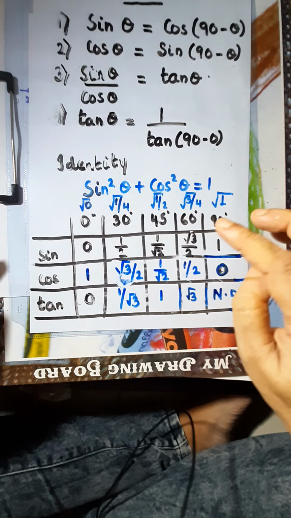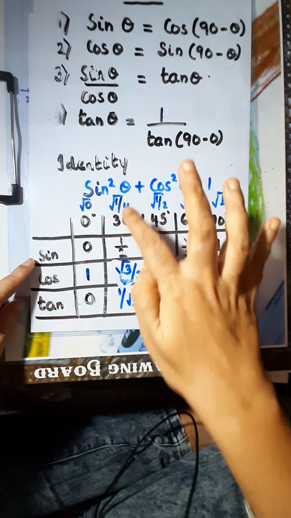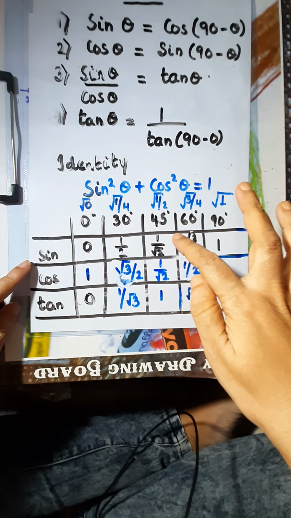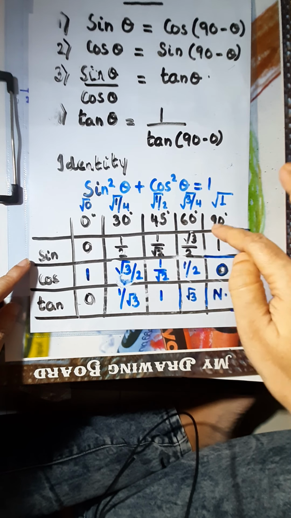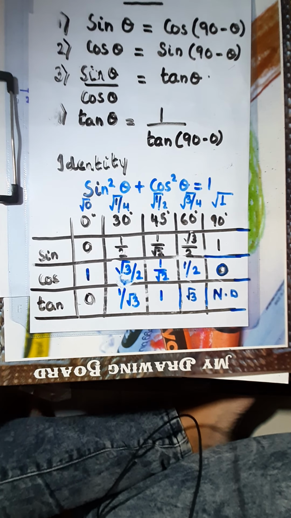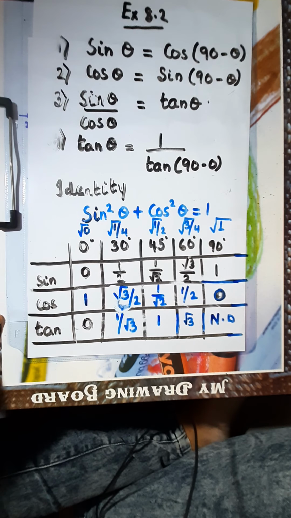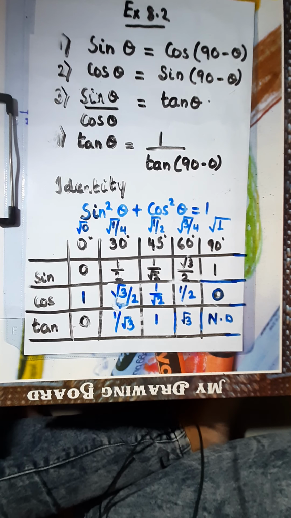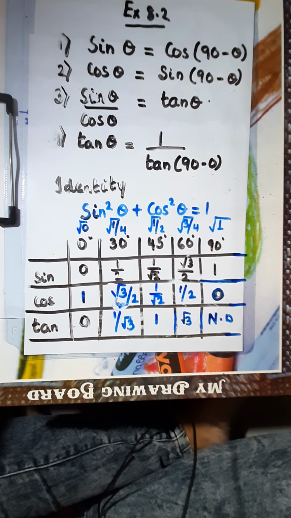So, square root of 0 is 0. Square root of 1 upon 4 is 1 upon 2. 1 upon root 2, and root 3 upon 2 and 1. Okay, so this page is my identities page. I have to explain this to you before I start the rest of the chapter. Is that clear? Right? Now we'll rub this out.